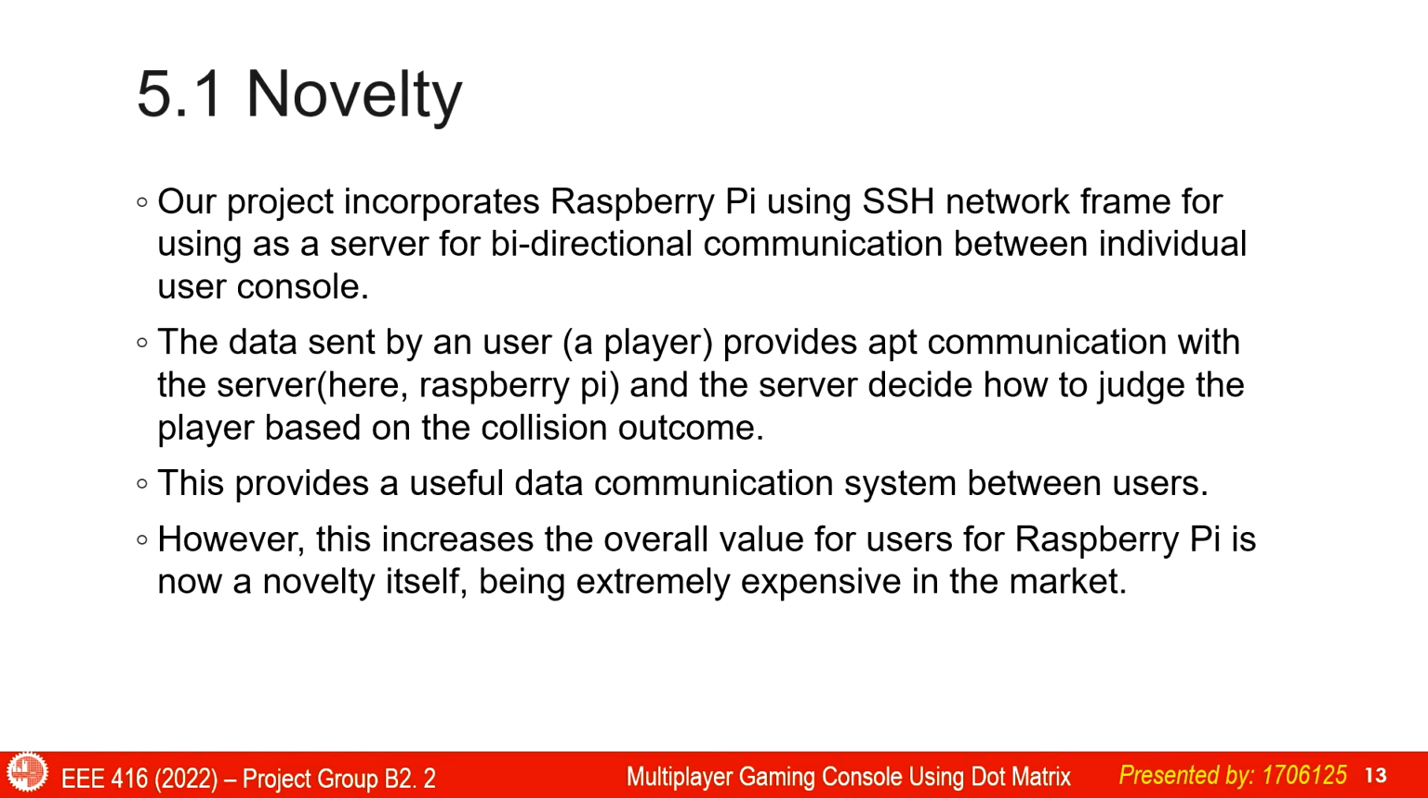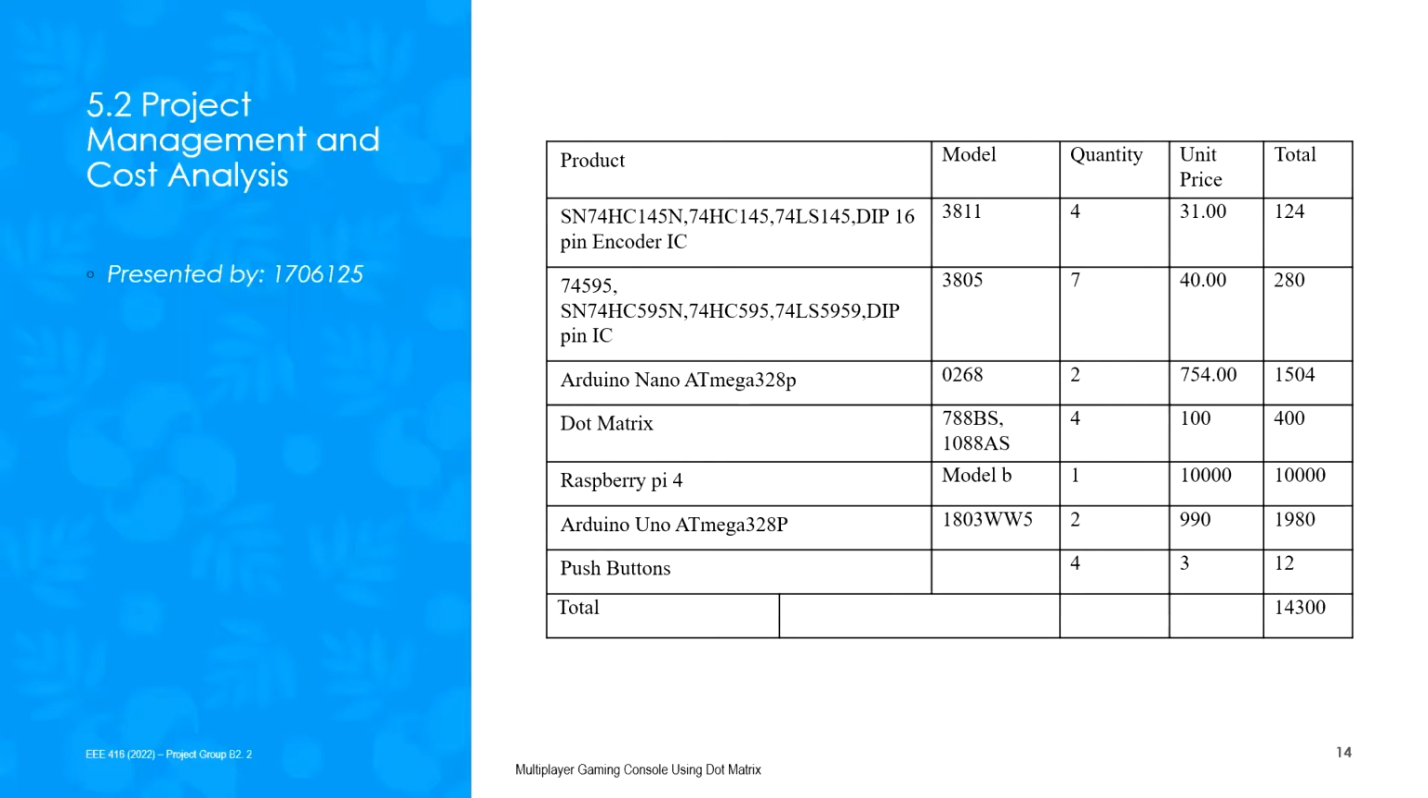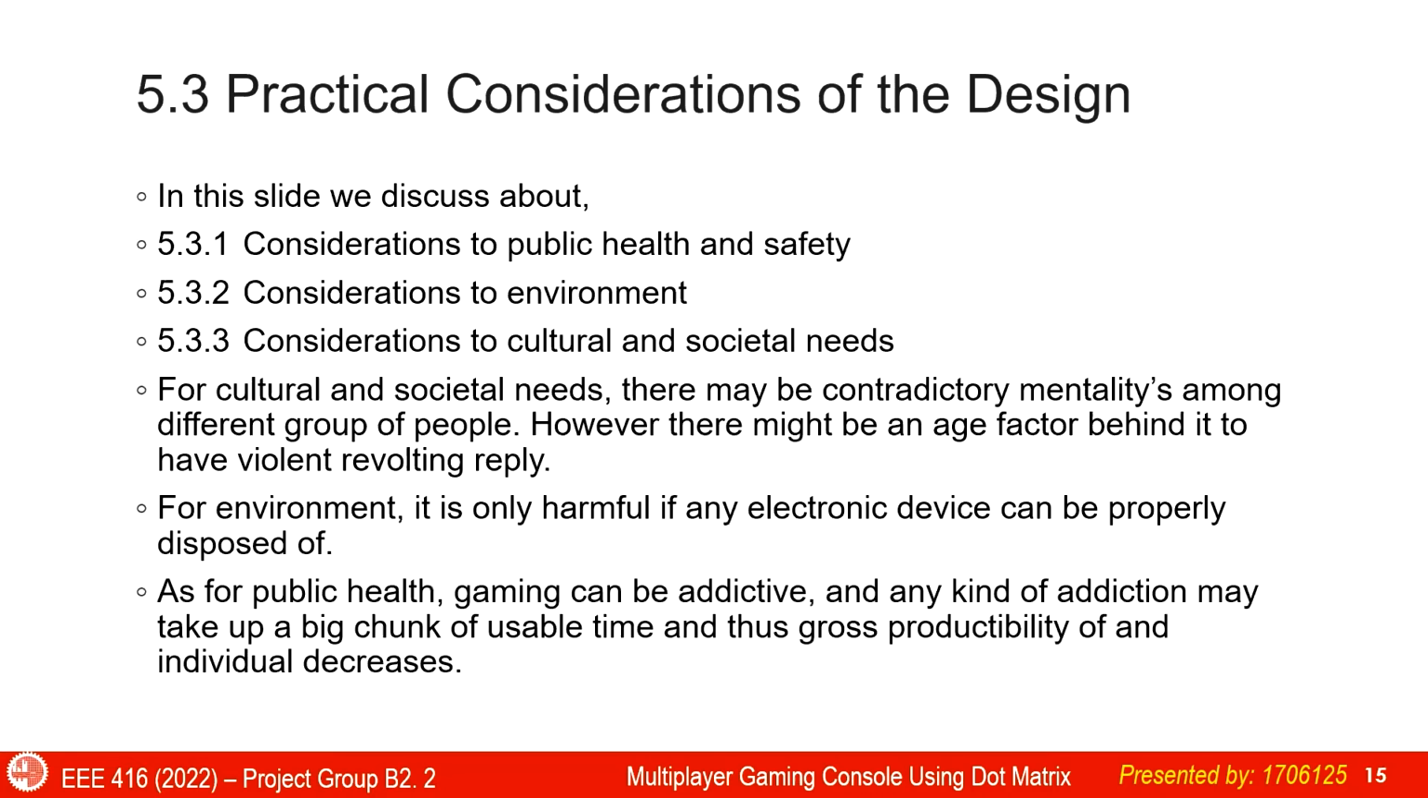However, this increases the overall value for users, for Raspberry Pi is a novelty itself, being extremely expensive in the market. Here is a glimpse of our project management and cost analysis. We have used some ICs, dot matrix, Arduino Uno, Arduino Nano, Raspberry Pi, and push buttons for our users. The total cost is around 14,300 taka.